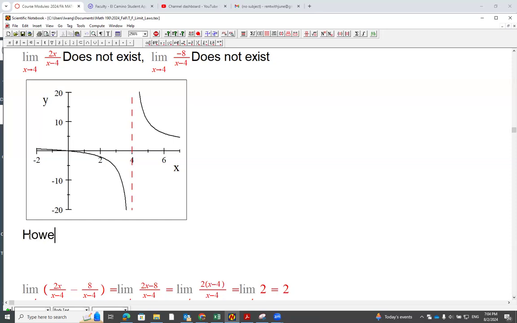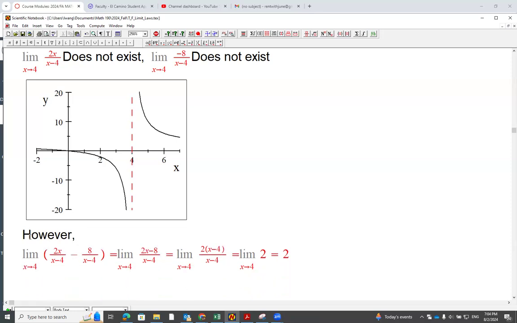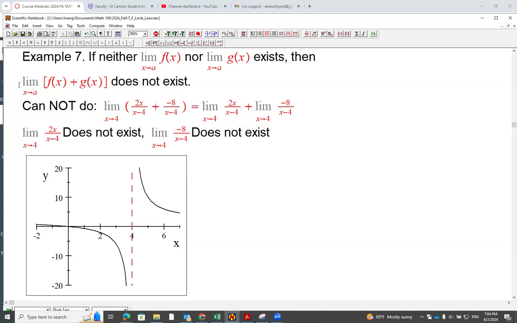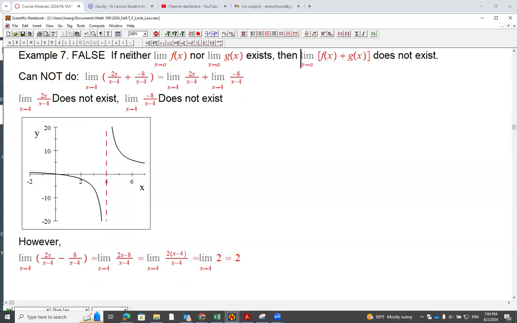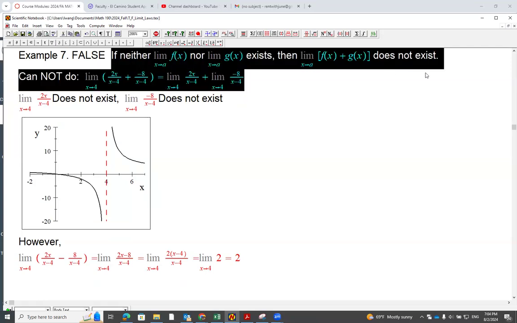So this does not exist as a false statement because we have demonstrated, however, we have shown this limit doesn't exist. Therefore, this statement is false. The statement is false. So let me put it together. So this statement is false.